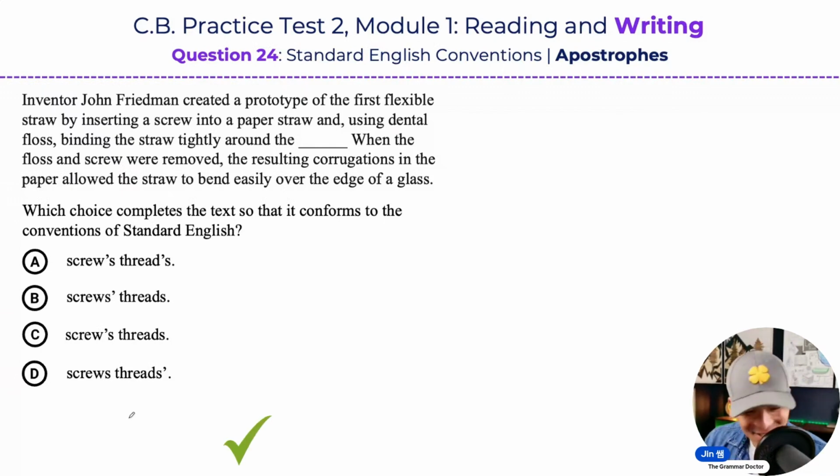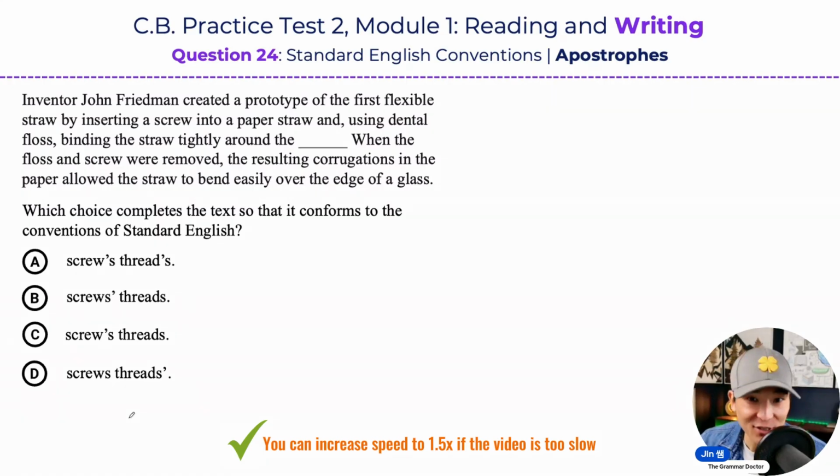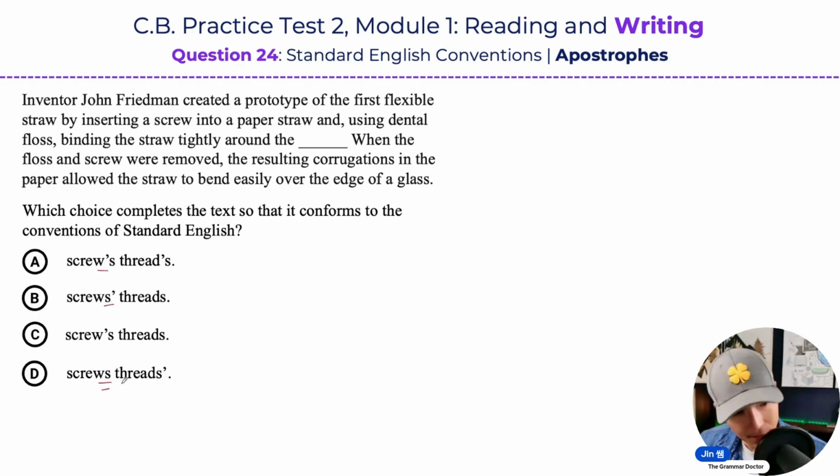So if we take a look at the answer choices, what do you notice? We notice apostrophes, right? We have apostrophes in all sorts of places. In screws, some of them don't have it. Like answer choice D has no apostrophe in screws. You also see some answer choices that have apostrophes with the word threads and others that don't, right?